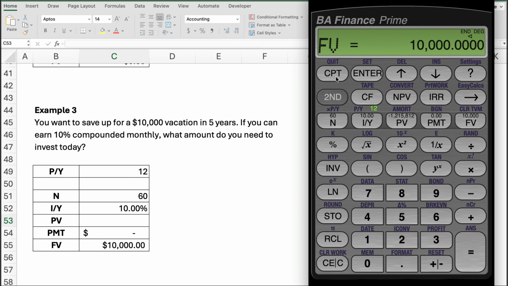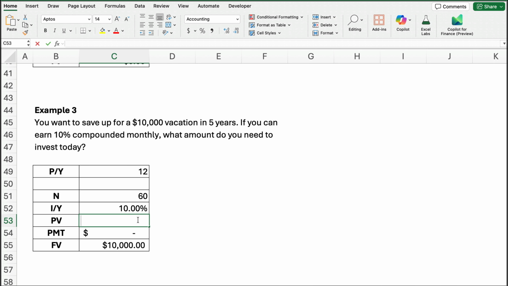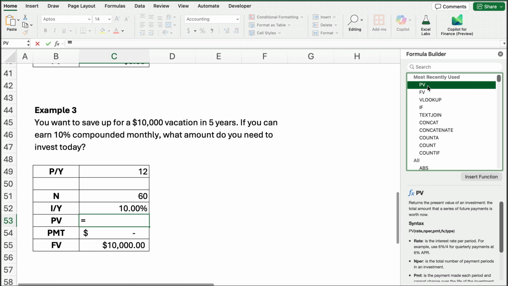We need to put about $6,078. $6,078 is our answer. Let's compare it. Let me run the math with Excel. So we have the present value.